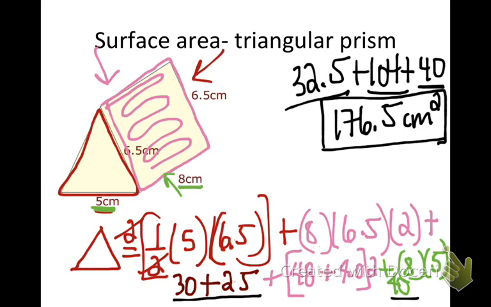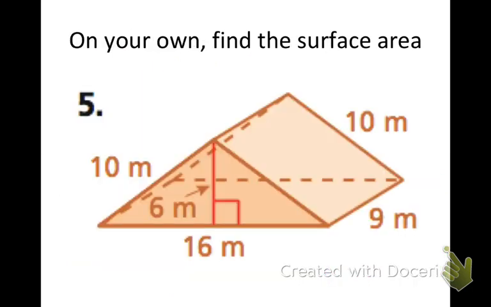Okay, so to recap, I first figured out the area of the triangle. Then I figured out the area of the two sides. The two sides were kind of rectangles. And then I figured out the area of the bottom, which was another rectangle. Again, you have an example in your book to help support this, so you can look at that as well. So now we're going to try some practice problems. So let's see what we have on the next page.